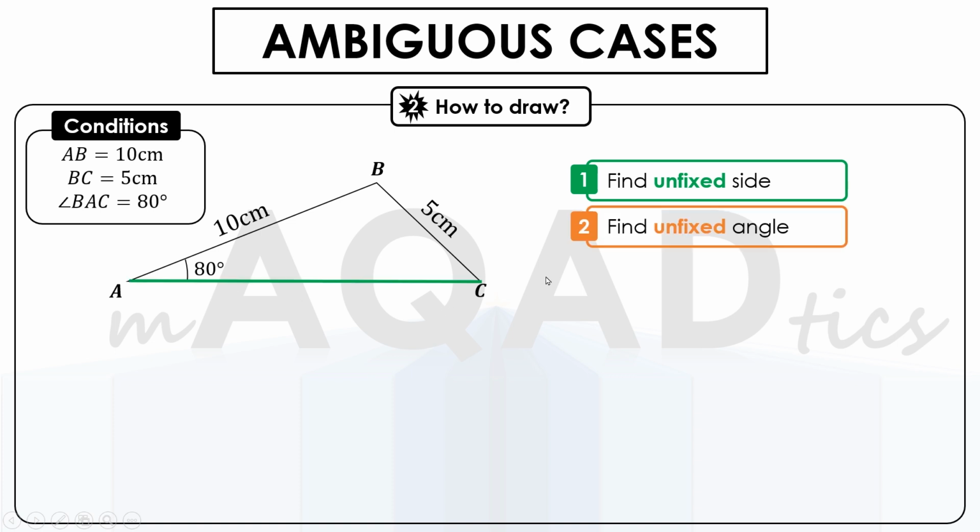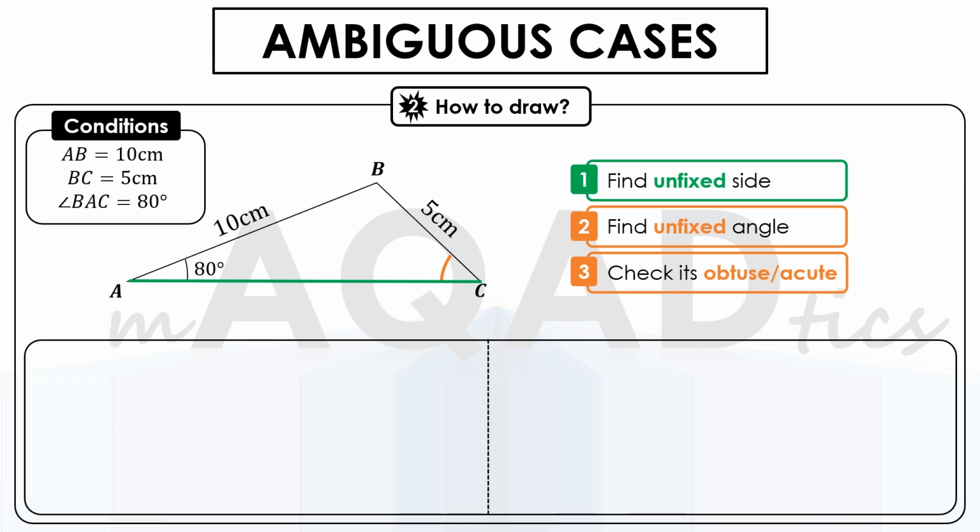Then the second step is to find the unfixed angle from this line. Here we have two angles. This angle is already fixed, but the other side's angle, which is this one, is not fixed. So we're going to look at this angle. The reason is because it goes to our third step, to check whether this angle is obtuse or acute. If we know it's obtuse or acute, then we can adjust the line AC to draw our new triangle.